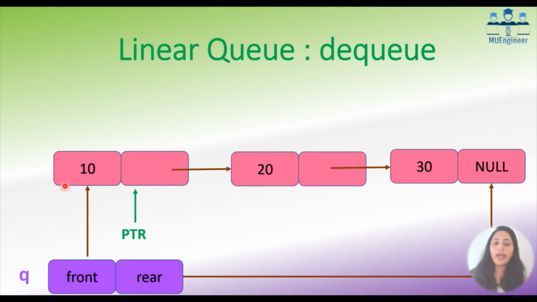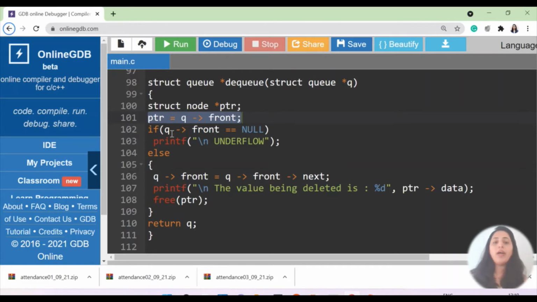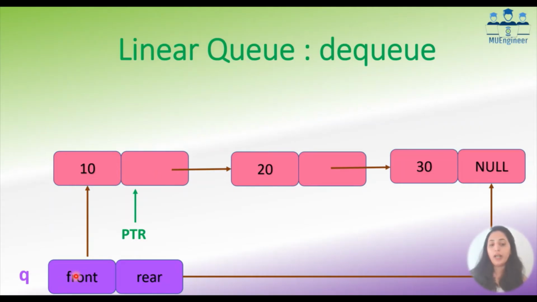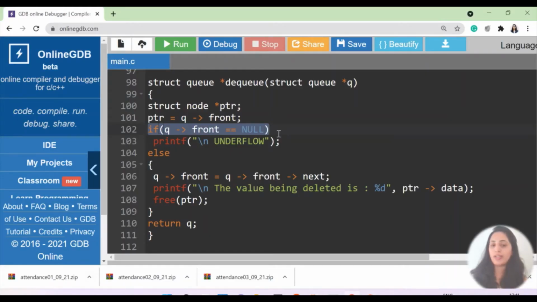तो Q का front में कौन है? 10. So PTR भी 10 को point करेगा. बराबर है. I got my PTR pointing to the first node. Now I will check if it is empty or not. So if Q dot front is null, अगर मेरा Q का front null है, is your Q का front null? No, right now front is pointing to 10. That means front is holding address of 10. So front is not null. So here your if condition is false.